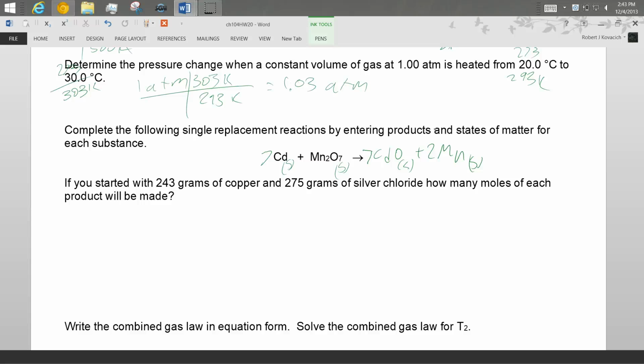So does that really say copper and silver? Oh. That doesn't go with that. I just realized that. That's a totally different question. Huh. Okay.